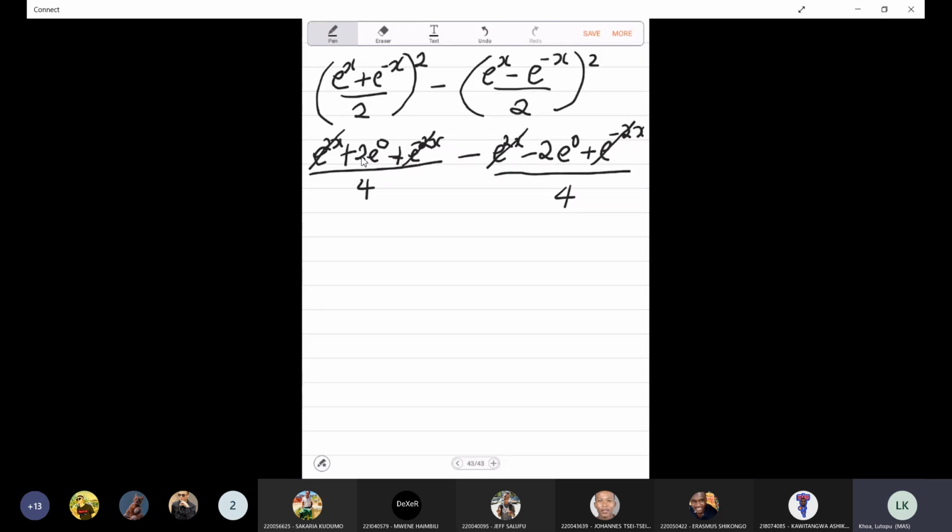And then here, 2 times e to the power of 0. This is just 2 because e to the power of 0 is 1. So I have 2 minus negative 2. That's 4. So I have 4 over 4, and my answer is equal to 1. So our first identity is that the hyperbolic cos squared minus the hyperbolic sine squared is equal to 1.